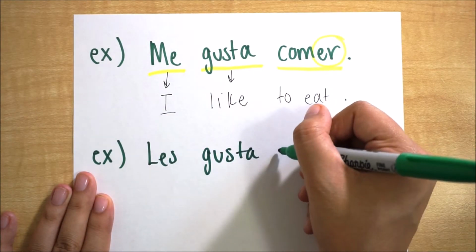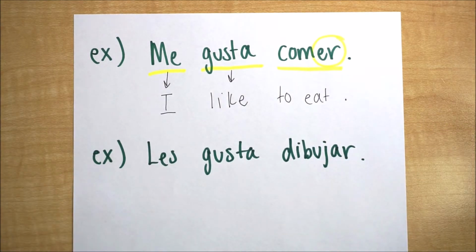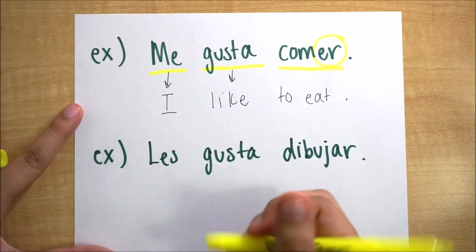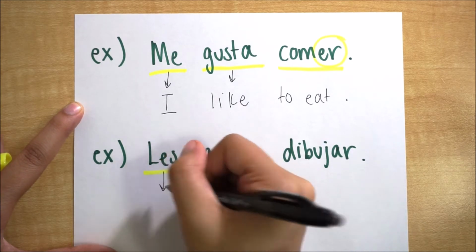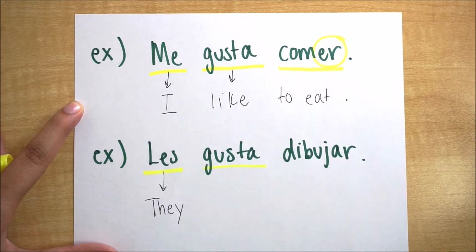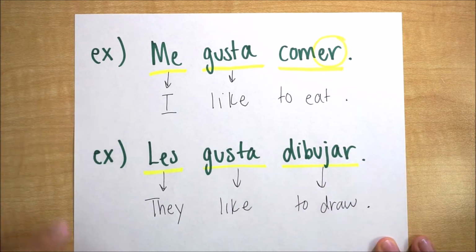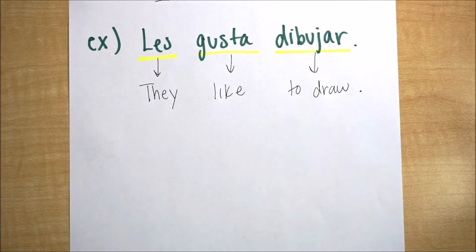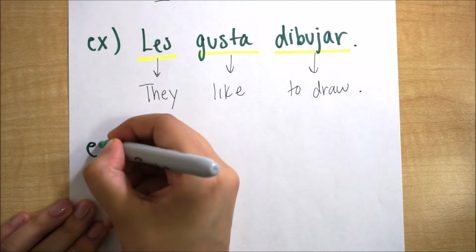The second example is les gusta dibujar. Here I'm using an AR verb, dibujar. But let's start from the beginning. Les means I'm talking about they, more than one person. So I'm saying they like, so gusta is like, and dibujar means to draw. It's our infinitive. It's our AR verb. So we're saying they like to draw. Les gusta dibujar.